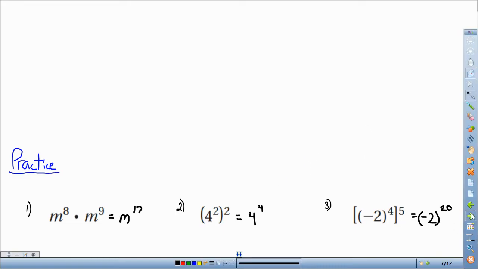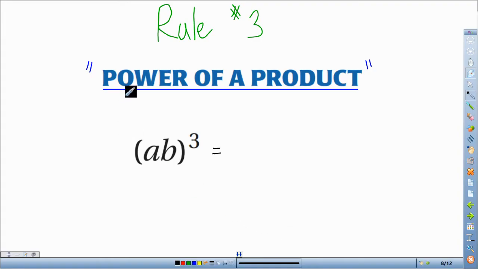Okay, so let's take a look at our third rule here. This one is called the power of a product. Go ahead and get this down. Okay, so here is the rule for a power of a product. The one thing to notice is there are multiple numbers inside of the parentheses. Technically these are being multiplied together in here. This is a times b taken to the power of 3.